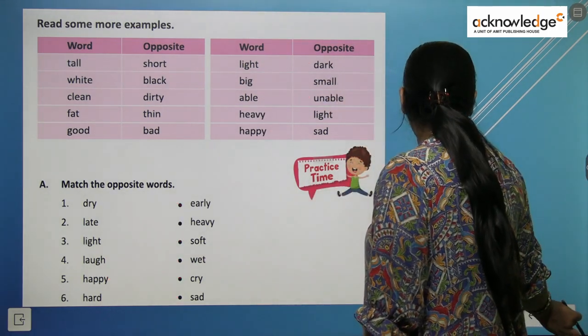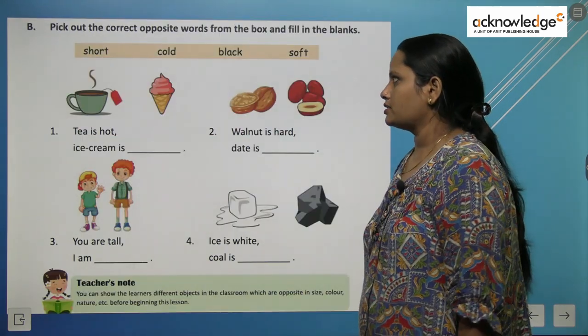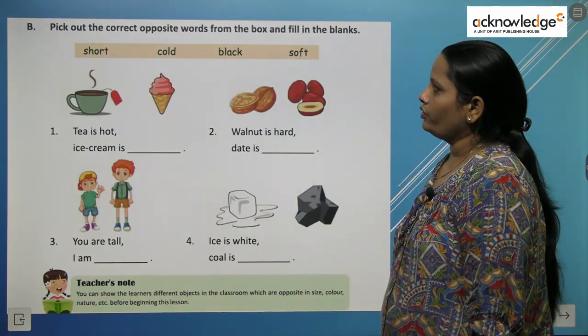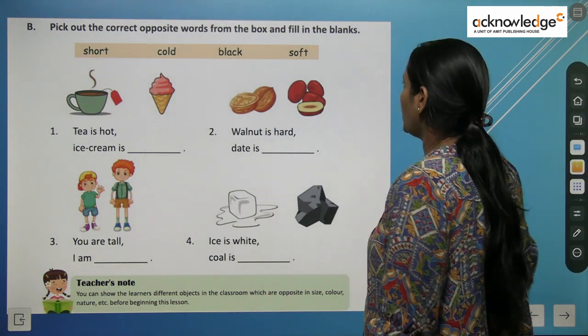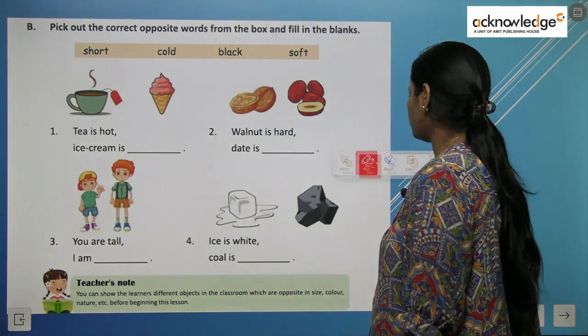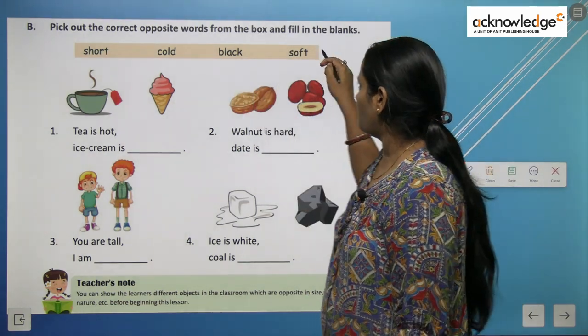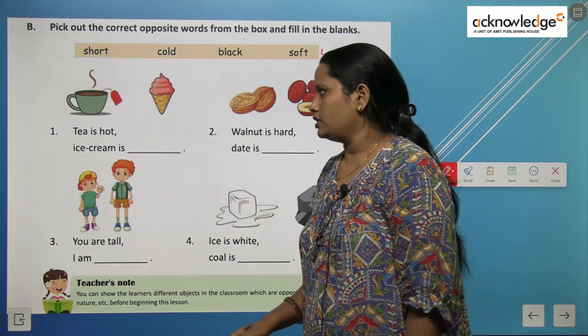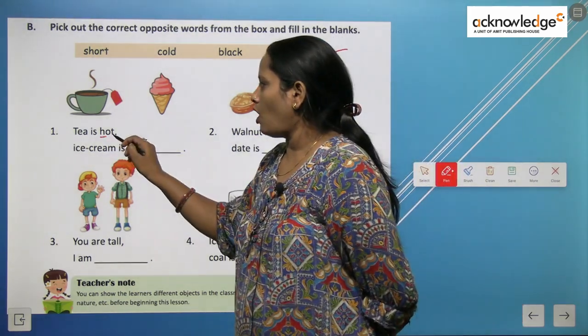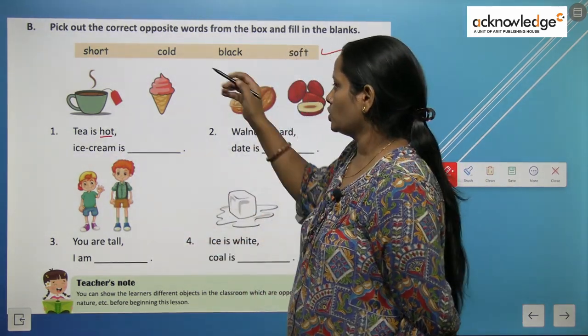Now, let's come to the new exercise. Here we have to pick out the correct opposite words from the box and fill in the blanks. Here we can see a box is there, and from here we have to select the words and put it here. The tea is hot and the opposite of hot is cold.